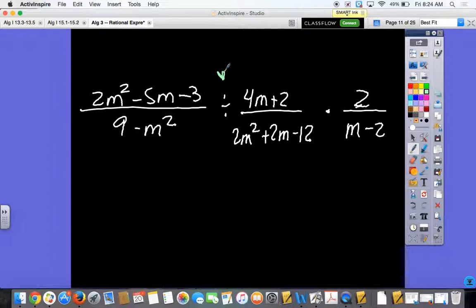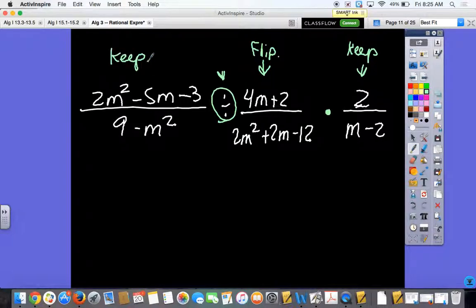Basically what that means is the one fraction that comes behind the division sign is the only one that flips. So since this fraction is behind a multiplication sign, you're going to keep it. And this one is the normal keep. So the only one flipping here is the one in the middle. So here we go. We're going to factor and we're going to flip at the same time.